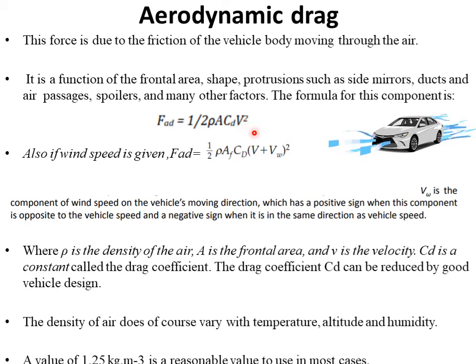And sometimes if there is also a wind speed, represented by VW, then that wind speed component should also be taken into account, and then the equation becomes half into rho into AF, where AF is the same as A, the frontal area, into CD, the drag coefficient, into V plus VW the whole square, where VW is the component of the wind speed. If that wind speed is in the direction of the vehicle, it has a positive sign, and when this component is opposite to the vehicle speed, it has a negative sign. So this is the expression for the aerodynamic drag force.